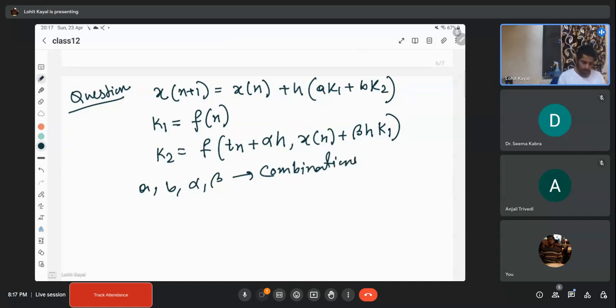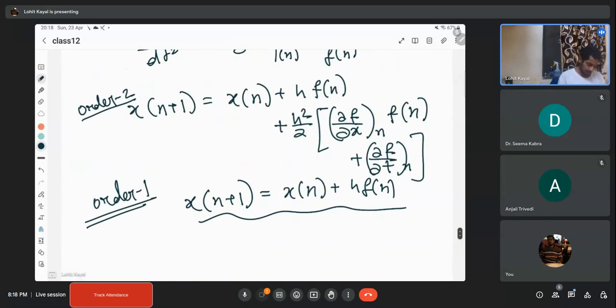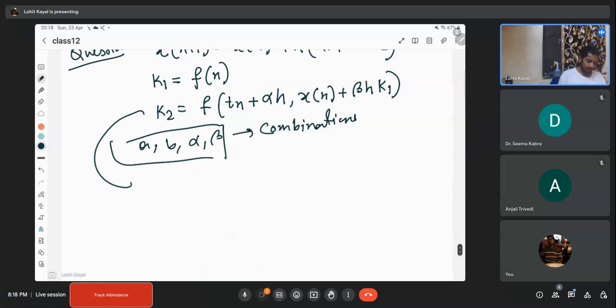So it is told that finally the value of this combination has to match this expression. Okay, it is told the final accuracy of this formula will be the same as this order two formula. So let's do that. See, what is the idea? We need to expand k2. Okay, so this is the idea.